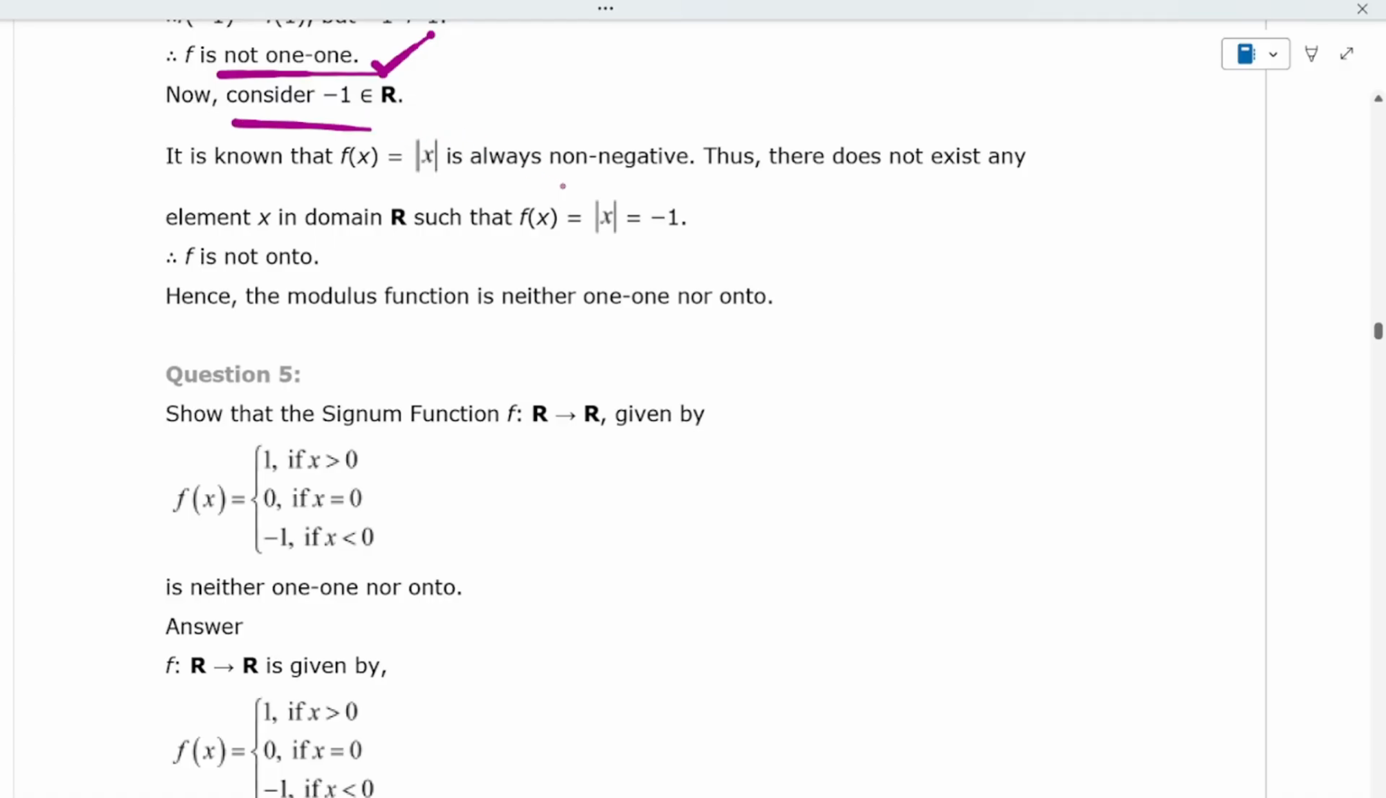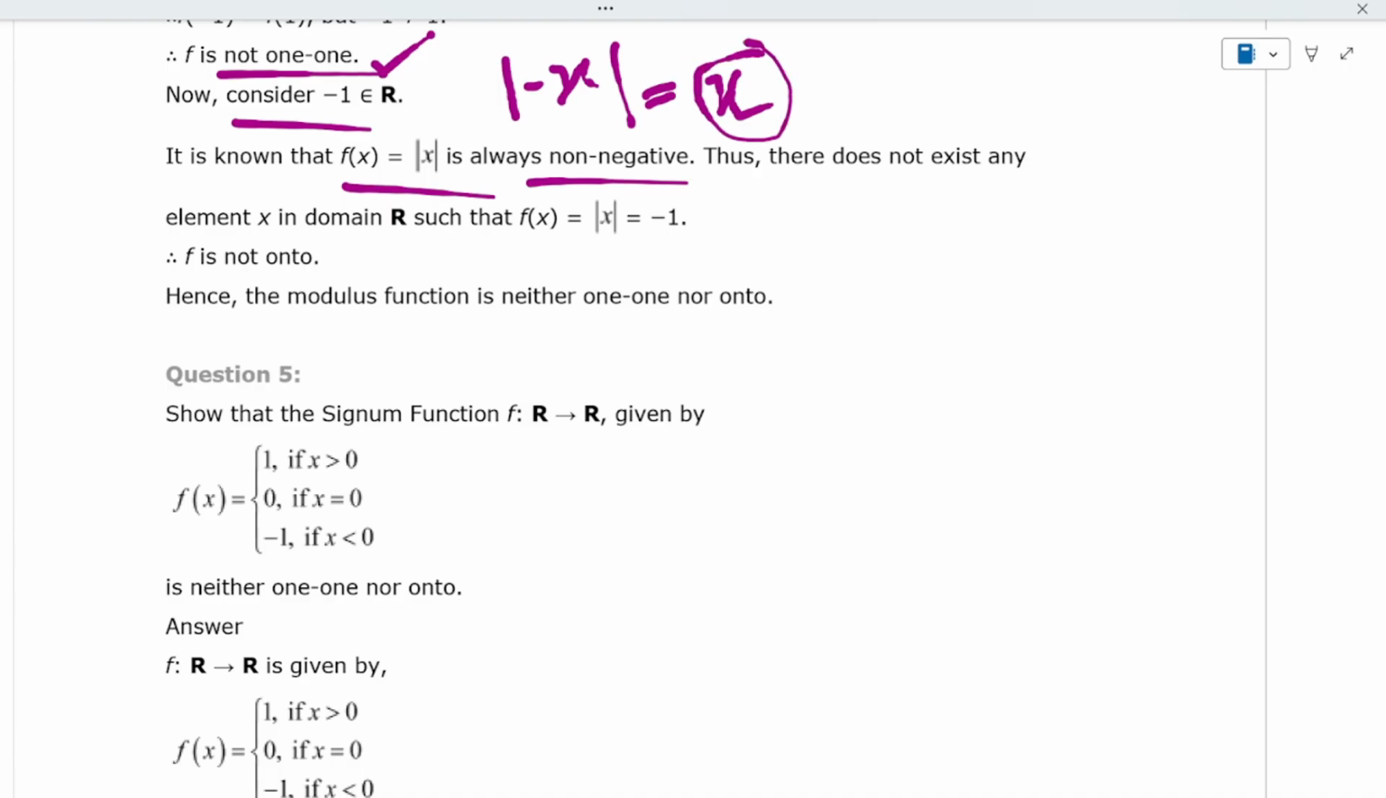You consider minus 1. The work of modulus is that if you have any integer or any value, you make it positive. So it is always non-negative, right? The value before modulus may be negative, but after it is non-negative. Thus there does not exist any rational number x such that |x| is equal to minus 1, so it is not onto. Minus 1 is not present, so it is not onto. It is neither one-one nor onto.